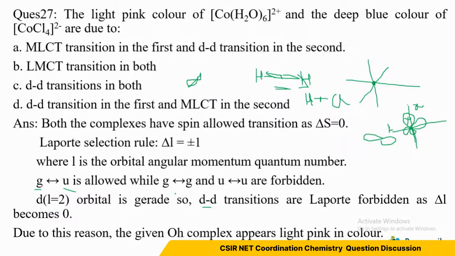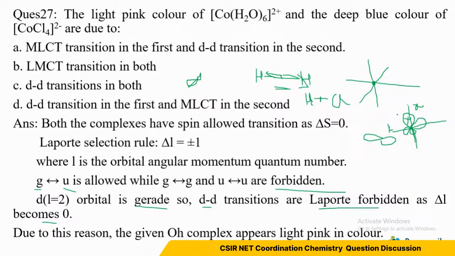So d orbital is gerade. So gerade to gerade and ungerade to ungerade are Laporte forbidden; you have to see. Okay. So d, which has l equal to 2. You know that the orbital angular momentum quantum number l is 0 for s, it is 1 for p, it is 2 for d. The orbital is gerade, right? So d-d transitions are Laporte forbidden as delta l becomes 0, because it will be gerade to gerade. The s orbital is gerade, the p orbital is ungerade, the d orbital is again gerade, the f orbital is ungerade.